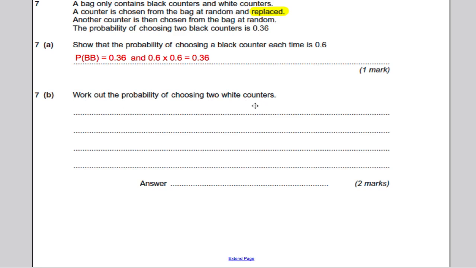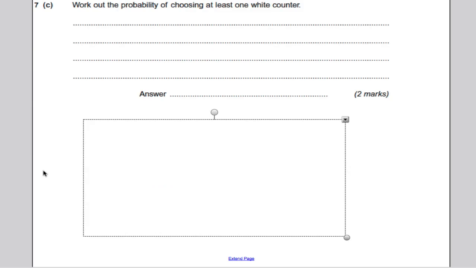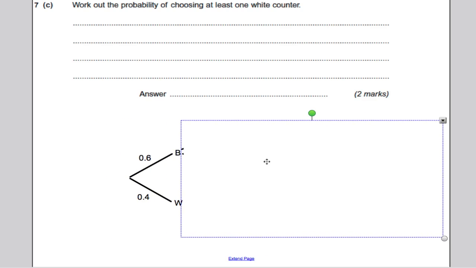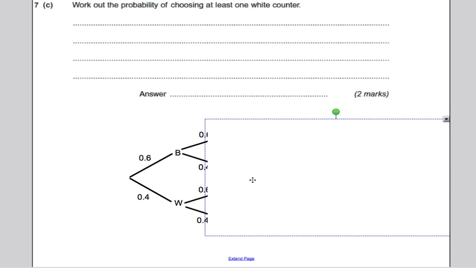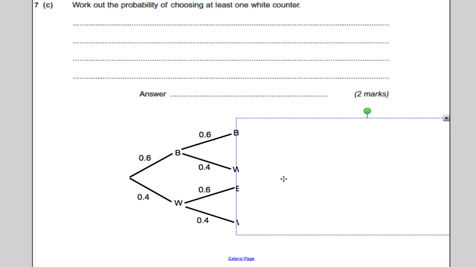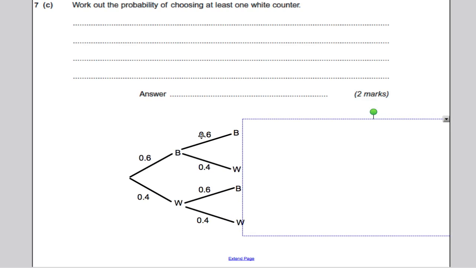Work out the probability of choosing 2 white counters. Now before I go and do that question, it's a good opportunity to explain that a nice way of doing this question would be using a tree diagram. So I've built up a tree diagram here. To begin with, we had black and white counters. Probability of a black counter is 0.6. That means the probability of a white counter must be 0.4 because it's only got black and white counters, and the total probability must add up to 1. We're going to choose a second time. We'll either get a black or white counter. Again, because it was replaced, the probability of a black is still 0.6. Probability of white is still 0.4.